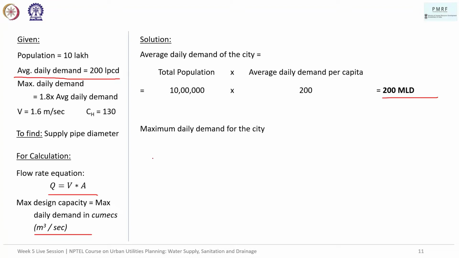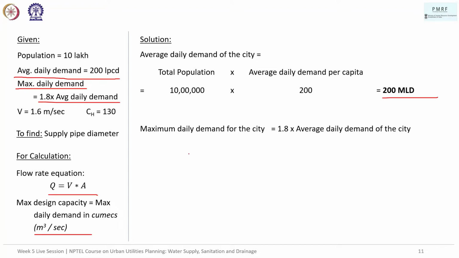Right. So now we need to calculate the maximum daily demand for the city. Whenever you are designing a water supply network, we will be designing for this maximum daily demand and not really for the average daily demand. So in order to calculate the maximum daily demand for the city, it will be 1.8 times the average daily demand, as was given in the question.